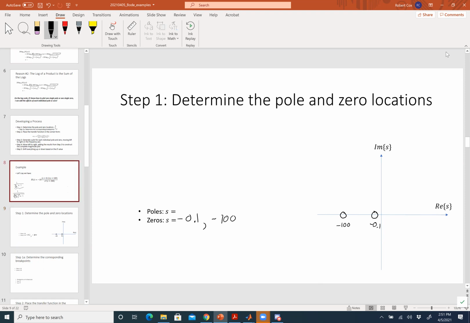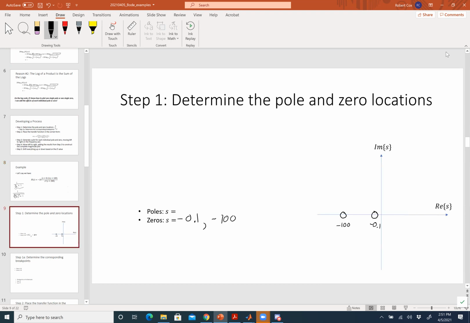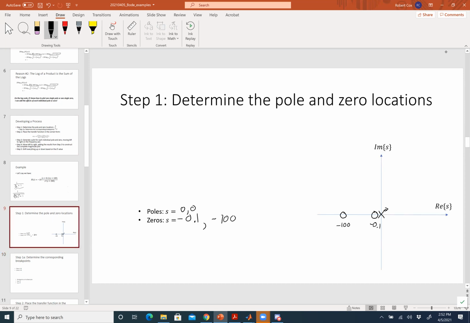What about my poles? Where are my poles located? 2 of them are at 0. So I have one at 0 and another one at 0. There's basically 2 of them here, so I'm going to denote that with an x squared right there. You can have the same pole twice. In fact, let's show a circuit that could do that. I'll show you a circuit that can do that at the end.